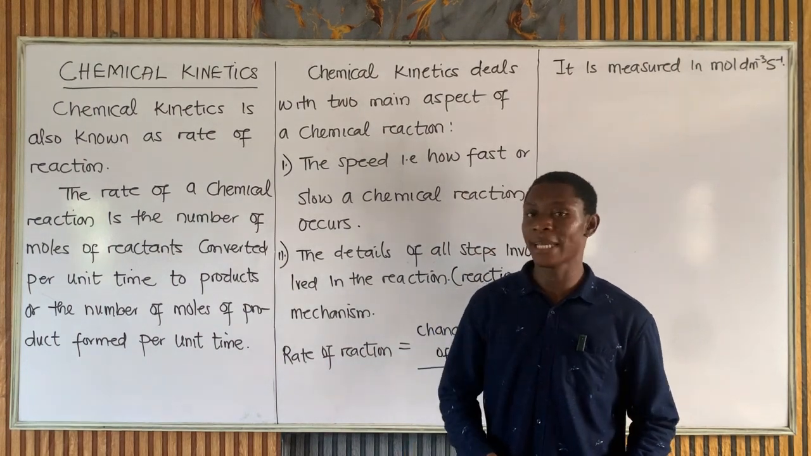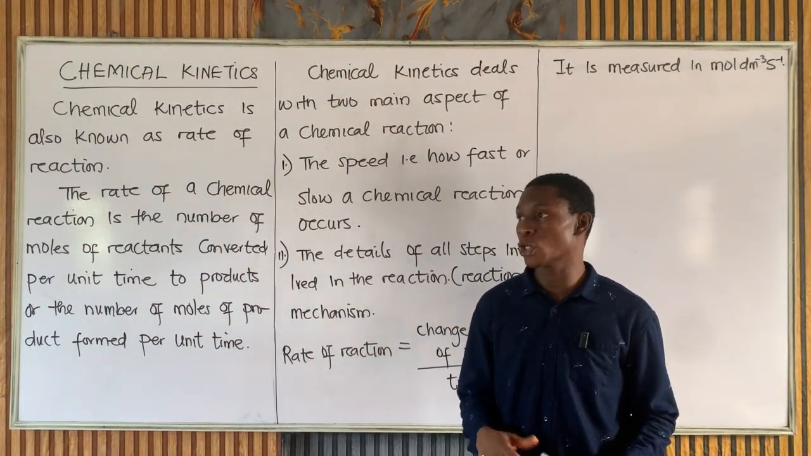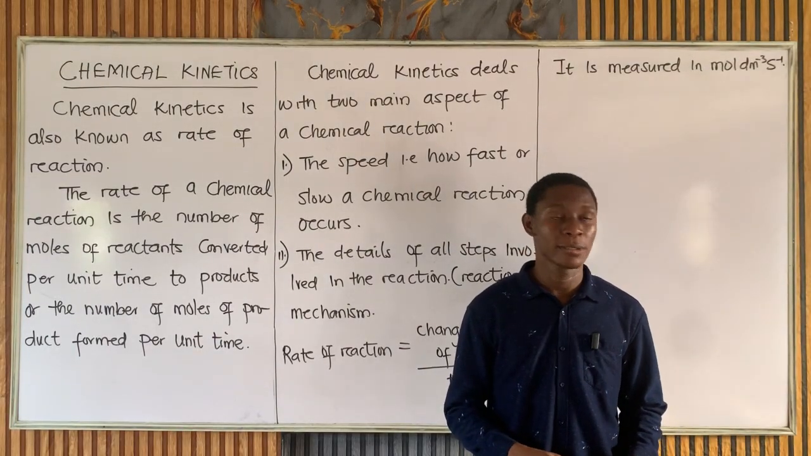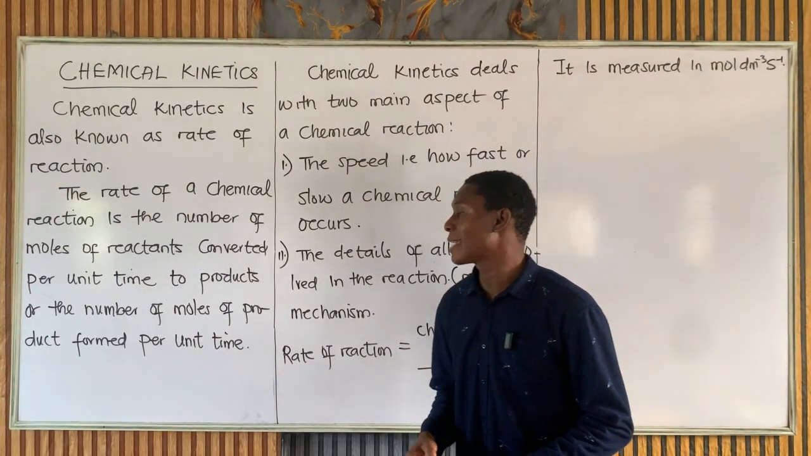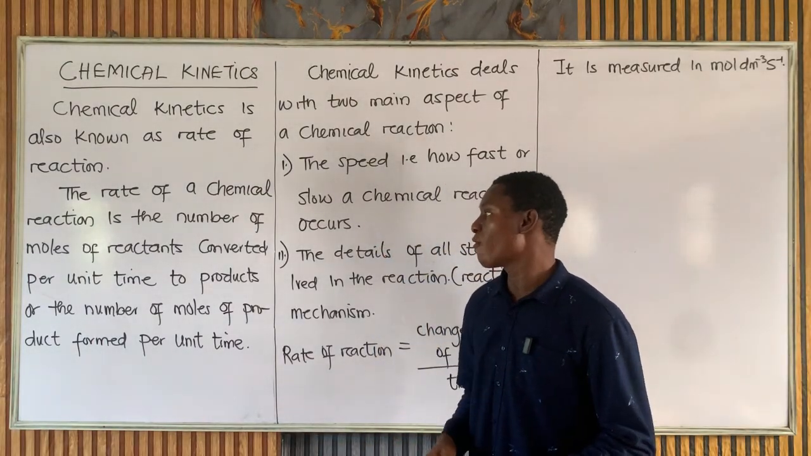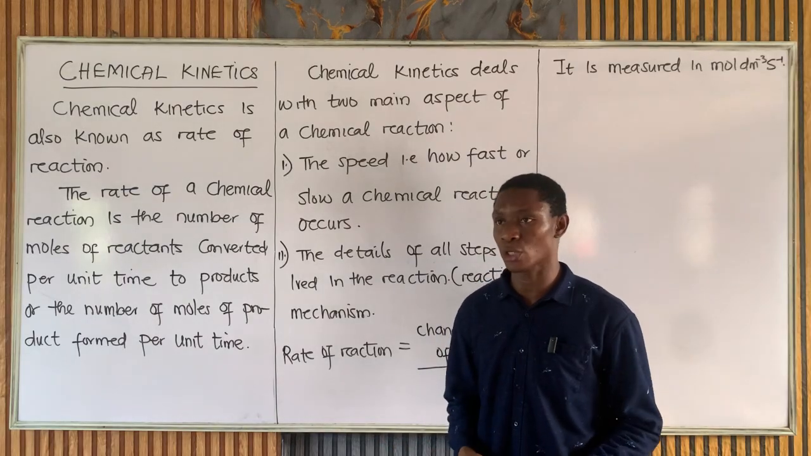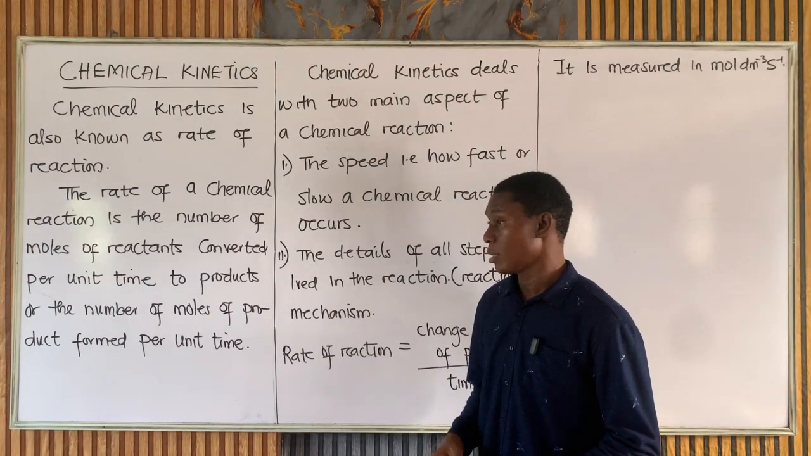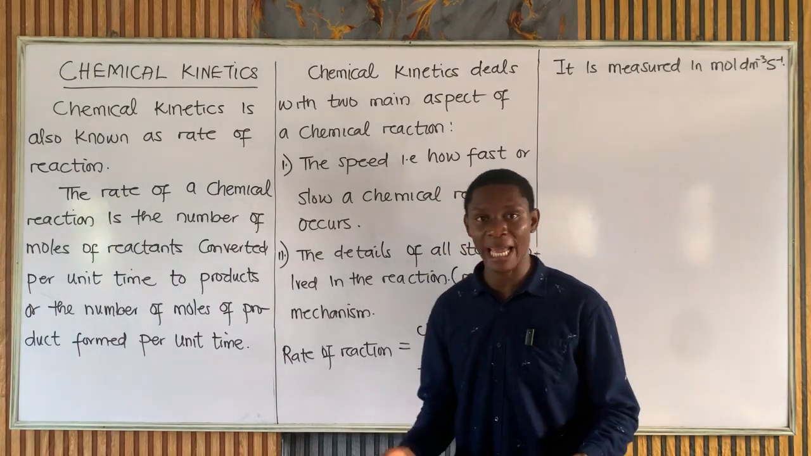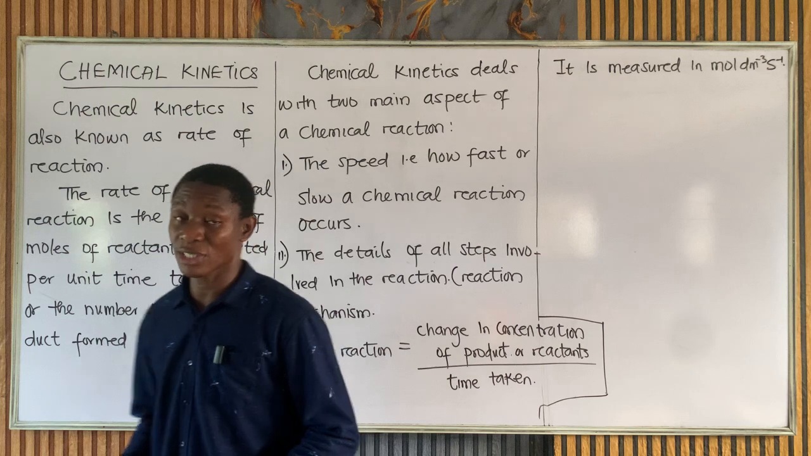Chemical kinetics, also known as rate of reaction. The rate of a chemical reaction is the number of moles of reactants converted per unit time to product, or the number of moles of product formed per unit time. That is rate of reaction.